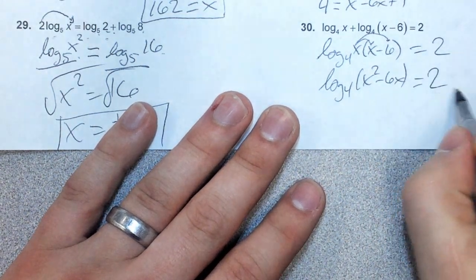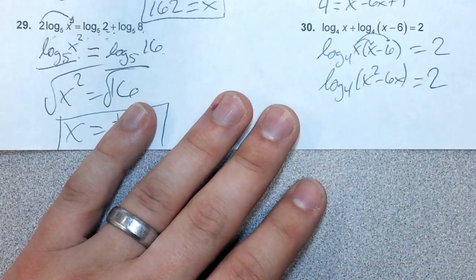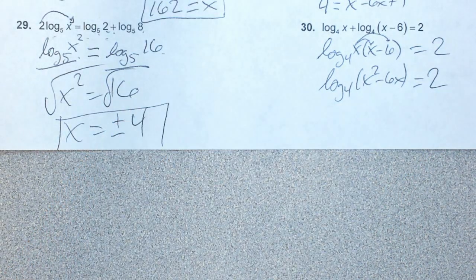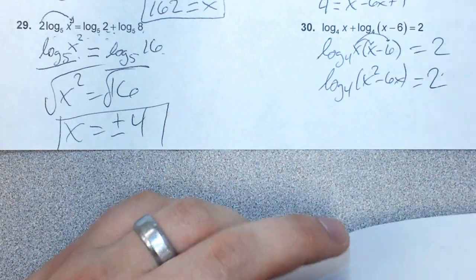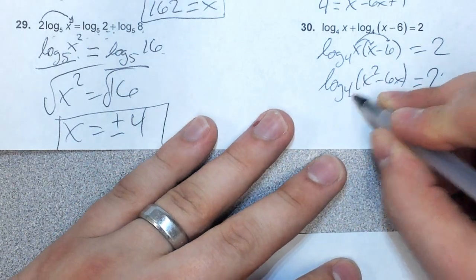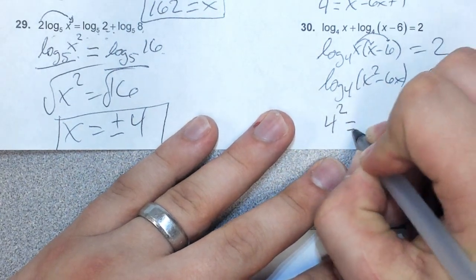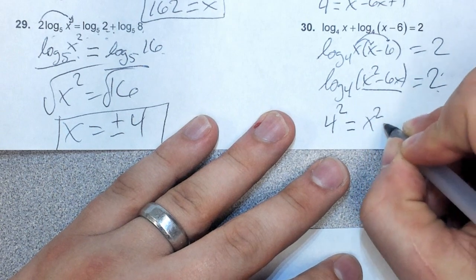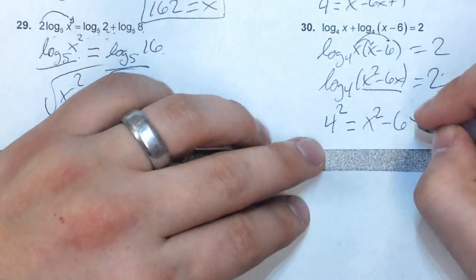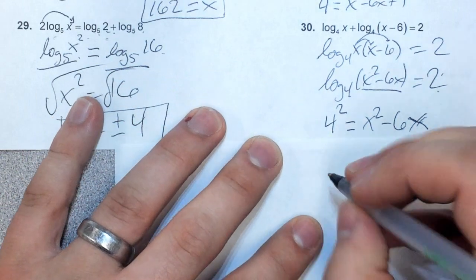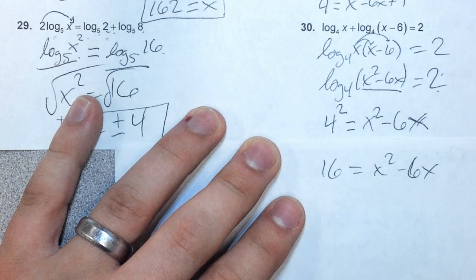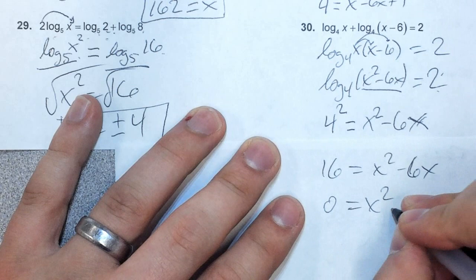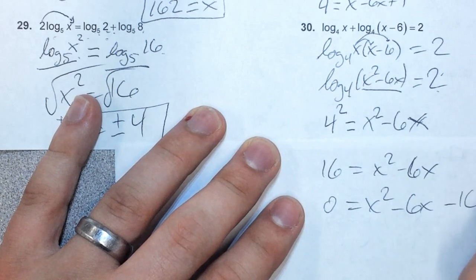Okay, now, no log on the right side, so I cannot, absolutely cannot, set x squared minus 6x equal to 2. Okay, different strategy. Change it to an exponential. 4 squared equals x squared minus 6x. Okay, once I've got that, extra sheet of paper, 16 equals x squared minus 6x. Okay, let's see what happens here. So, 0 equals x squared minus 6x minus 16.